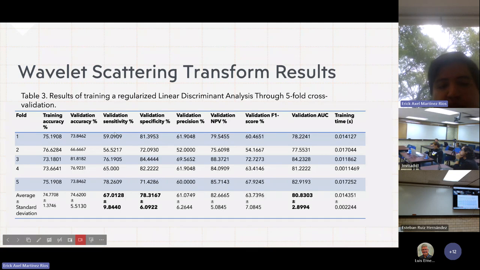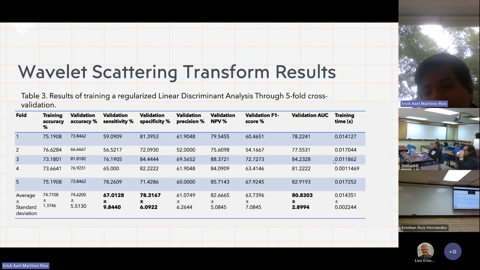And the results that we obtained were the following. They can be observed in table three. In terms of sensitivity, we obtained an average validation sensitivity of 67%, an average validation specificity of 78%, and an average validation AUC of 80%. And also the average training time was 0.014 seconds, which is lower compared to that of the SqueezeNet. It is also important to take into account that we performed this training on a CPU compared to the GPU that we used for the SqueezeNet.